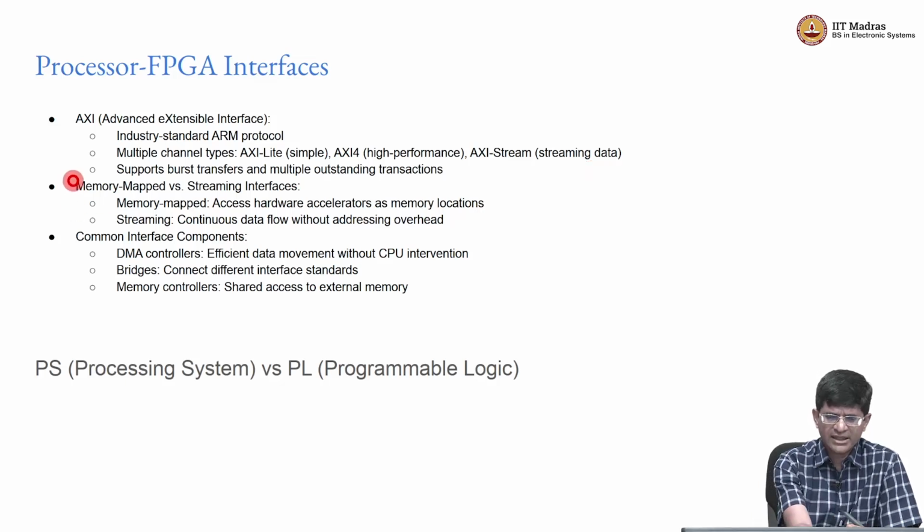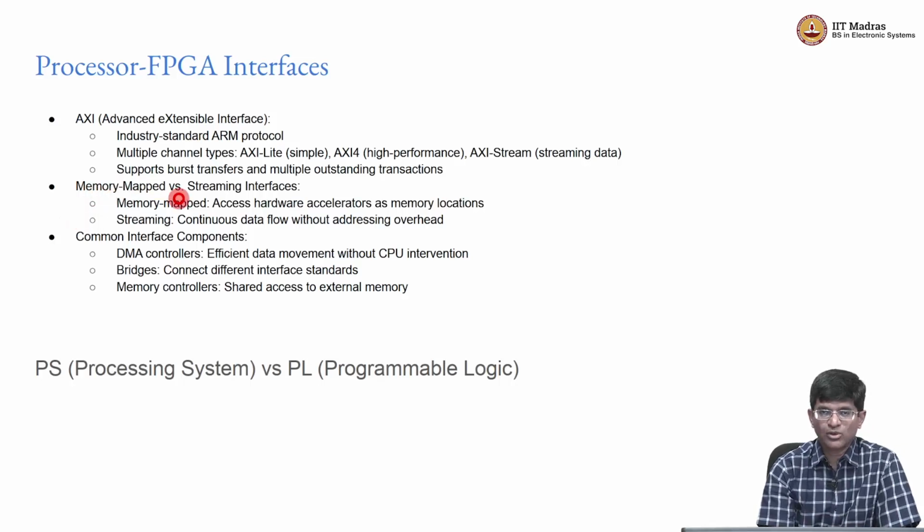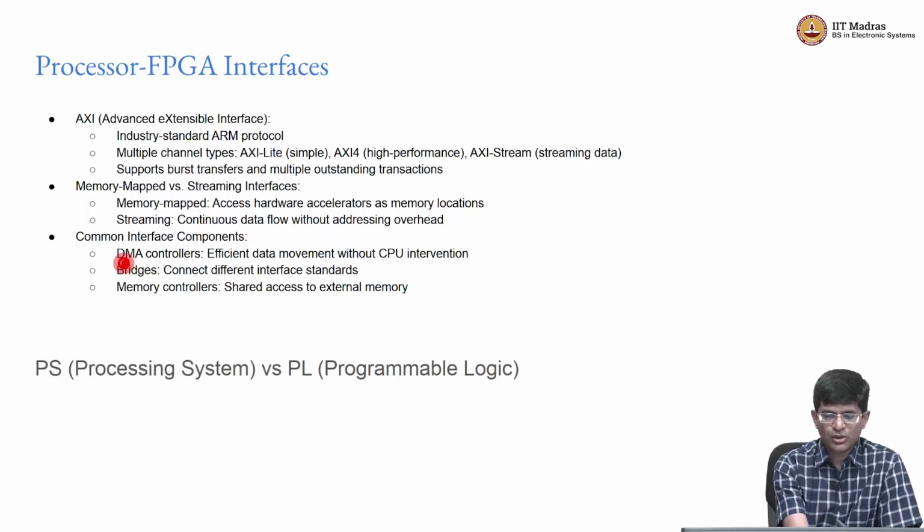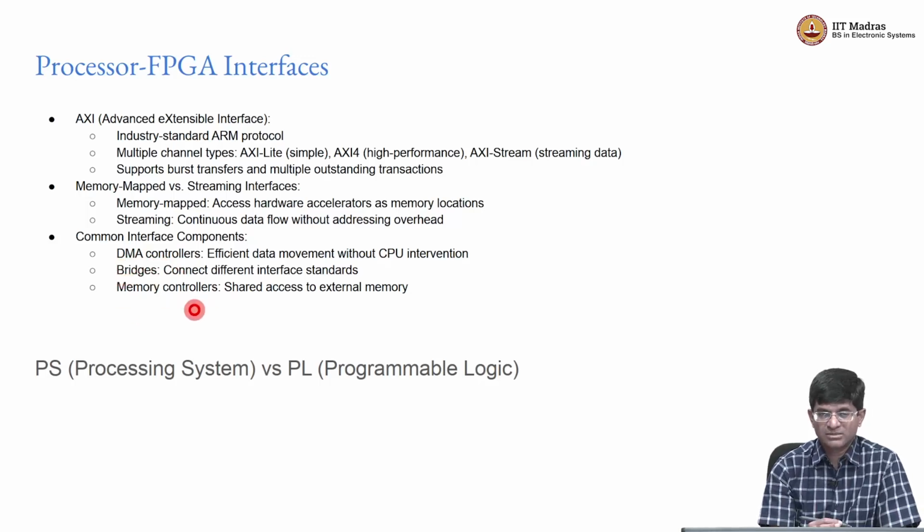You can have various different kinds of interfaces. The memory mapped peripherals is the primary one that we focused on while talking about how to communicate between the CPU and a peripheral. But there are also so-called streaming interfaces where you can have continuous data flow without having to give an address for each new data that you are trying to send. There are a number of common interface components including DMA controllers, bridges, memory controllers, and so on. All of these help to manage the communication between the PL part and the PS part.